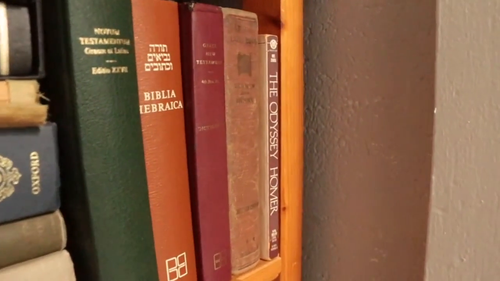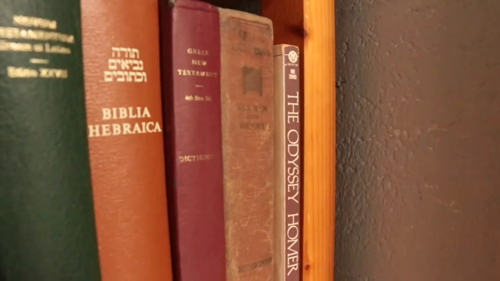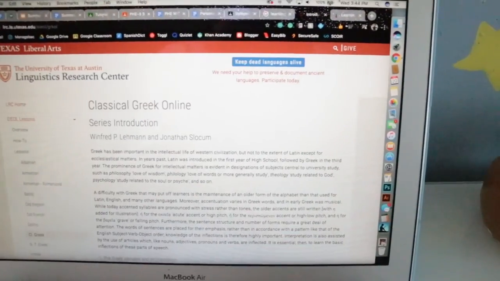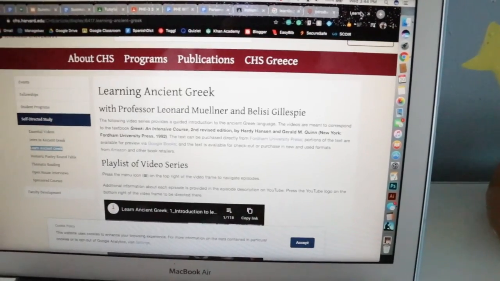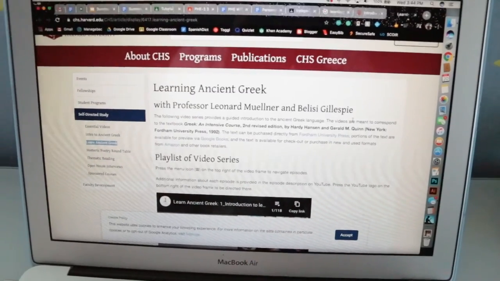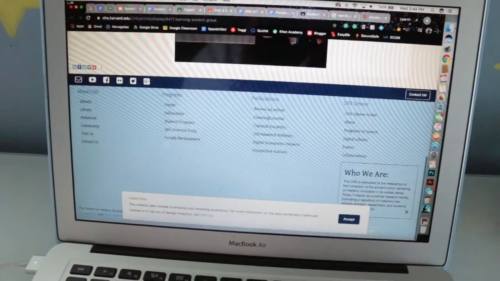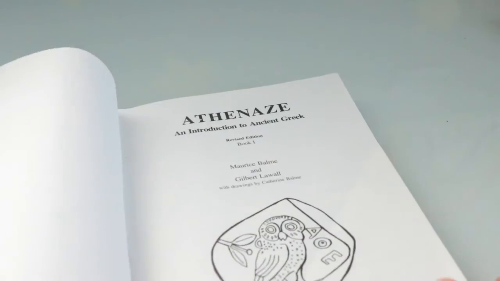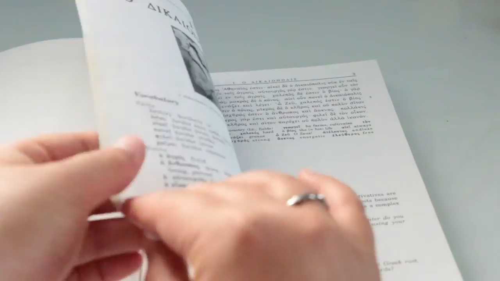The way I've been doing it is I've been reading a book, and I've been looking at a few online sources. A lot of universities actually offer free online courses for ancient languages. Harvard and University of Texas, they both have online courses that you can look at for free, and those have been pretty helpful. But the main book that I've been using is Athenaze. It's one of my father's old college ancient Greek textbooks, and so that gives a good overview.